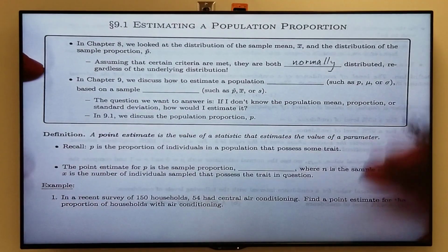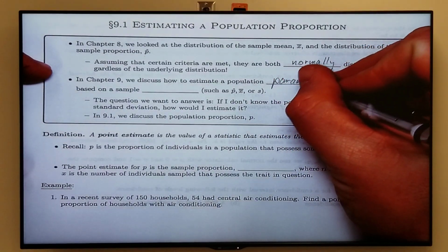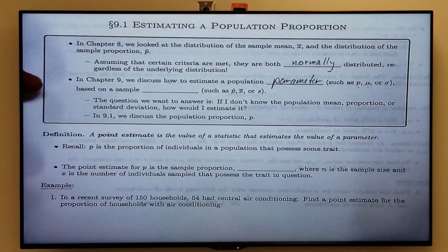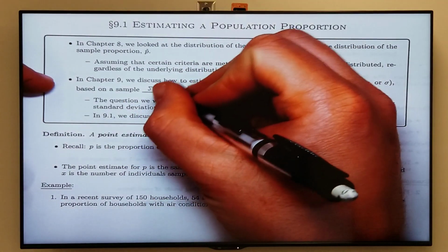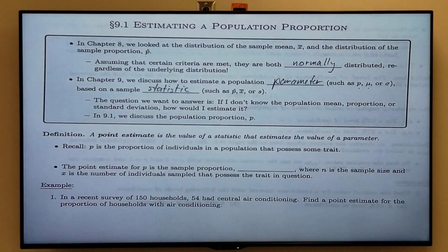In chapter 9, we're going to discuss how to estimate a population parameter, such as p, mu, or sigma, based on a sample statistic, such as p hat, x bar, or s. In this section, we're going to talk specifically about the proportion p.